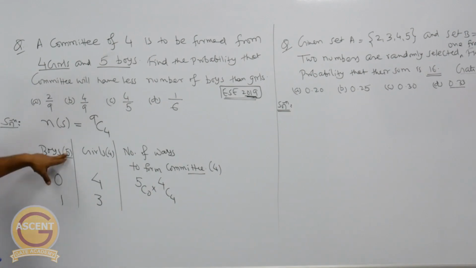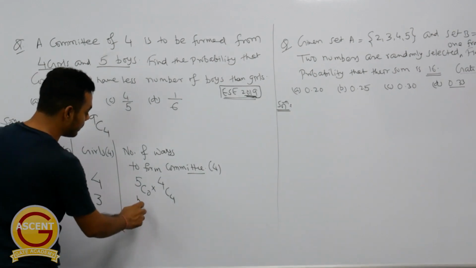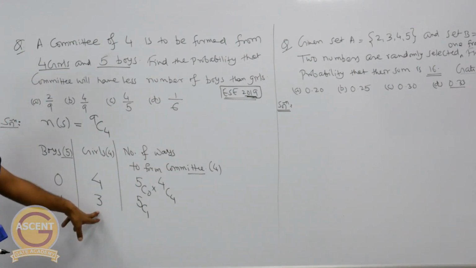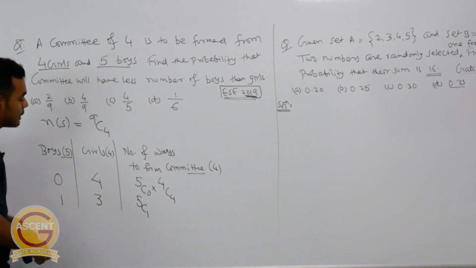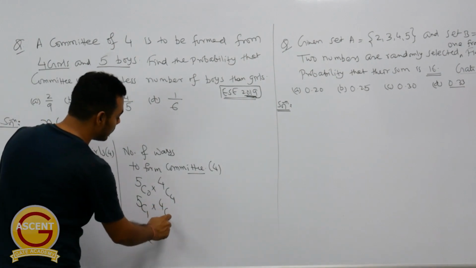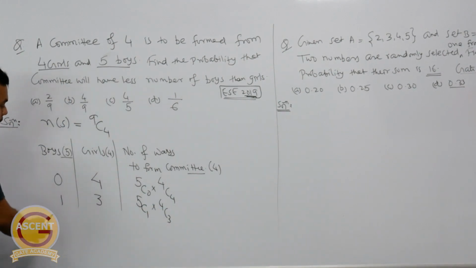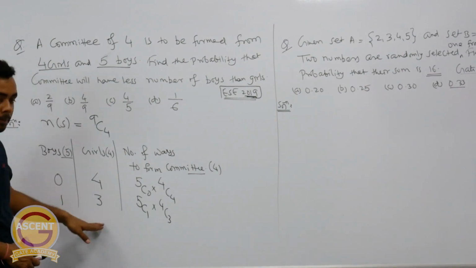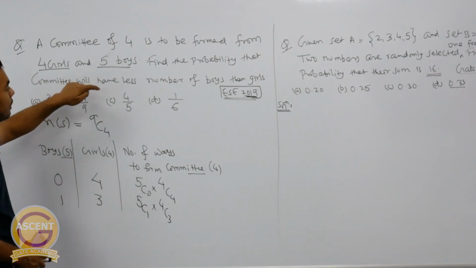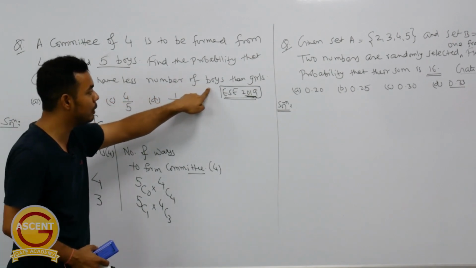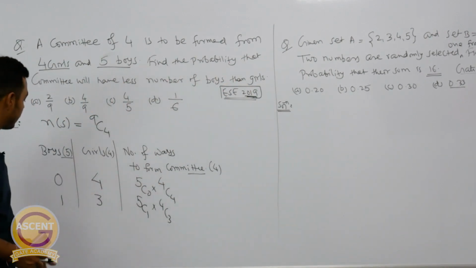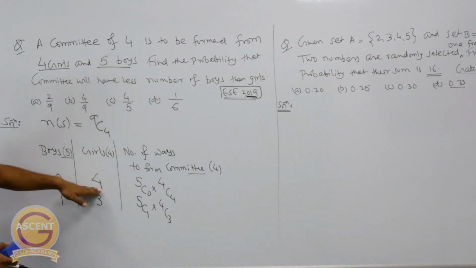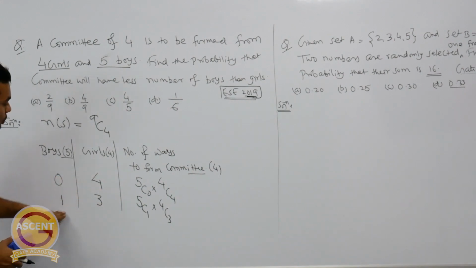Now 1 boy out of 5 can be selected in 5C1 number of ways, and then we have to select 3 girls out of 4 girls, so this can be done in 4C3 number of ways. And there is no other possibility, because if I select 2 girls and 2 boys, then in that case we'll have equal number of boys and girls. The question is how many of those committees will have less number of boys than girls. So this means the number of girls has to be more than the number of boys. So there are only 2 cases, 4 girls 0 boys or 3 girls 1 boy.